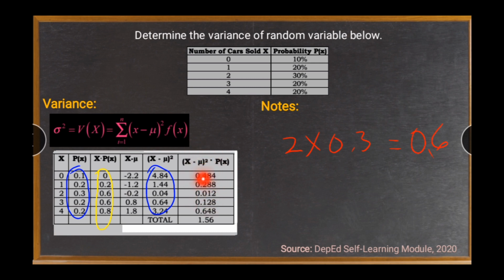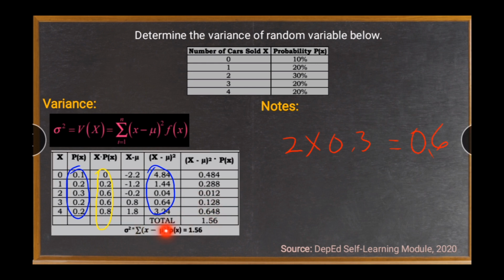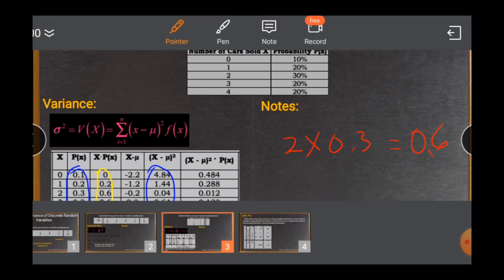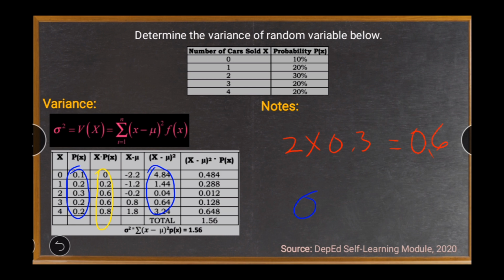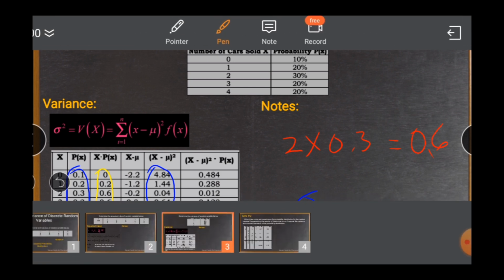Since it is a summation, you're going to add these: 0.484 plus 0.288 plus 0.012 plus 0.128 plus 0.648, and that is equal to 1.56. That's why your variance here is 1.56.